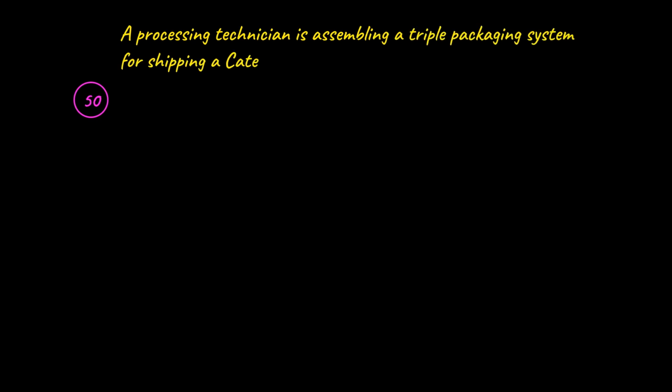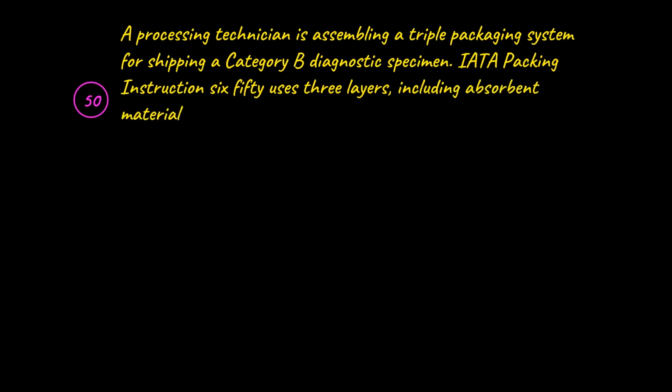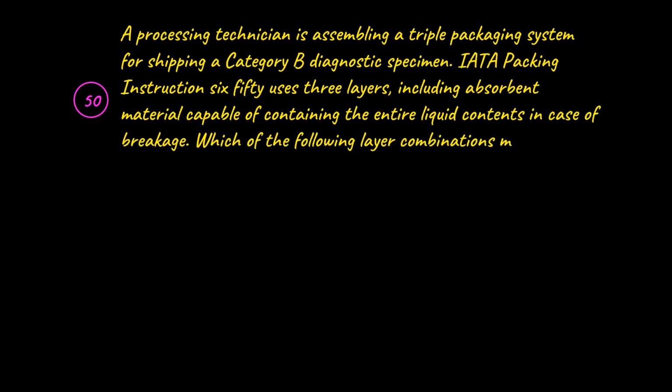Question 50. A processing technician is assembling a triple packaging system for shipping a Category B diagnostic specimen. IATA Packing Instruction 650 uses 3 layers, including absorbent material capable of containing the entire liquid contents in case of breakage. Which of the following layer combinations matches the system?